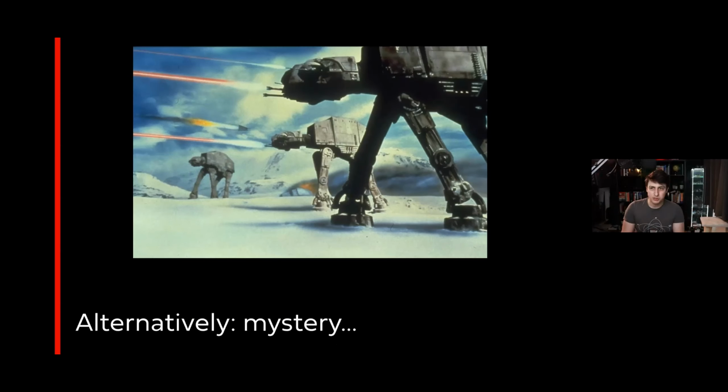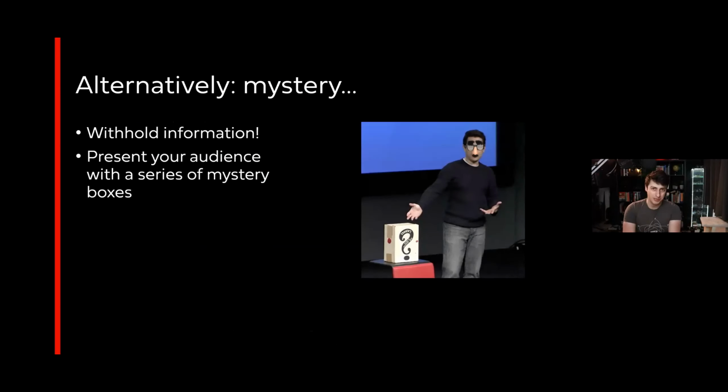There is an alternative, which is the J.J. Abrams method of doing it, to withhold information. The way that he describes this is you present your audience with a series of mystery boxes. This was inspired by a box of magic that he had as a kid. And I think the story goes, he has a TED talk where he talks about this, that he had this magic box and he never opened it because the idea of what was inside was far more compelling than actually opening the box.